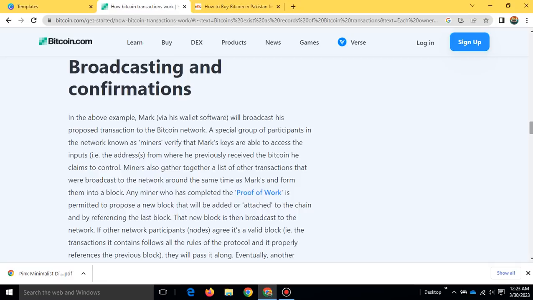Any miner who has completed the proof of work is permitted to propose a new block that will be added or attached to the chain, and by referencing the last block, that new block is then broadcast to the network. If other network participants agree it's a valid block, that the transactions it contains follow all the rules of the protocol, and that it properly references the previous block, they will pass it along.